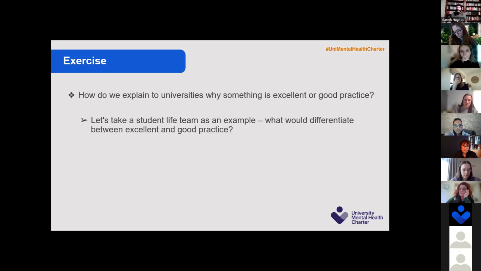Now, we're never going to know everything that's happening in the sector. It might well be that this is the first time we've come across it. There's 12 other universities that are doing it, but the universities we don't normally engage with. That's possible. It is absolutely possible. It doesn't necessarily stop this being excellent practice, though.